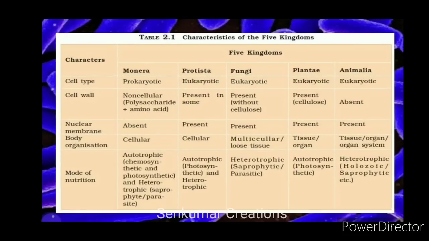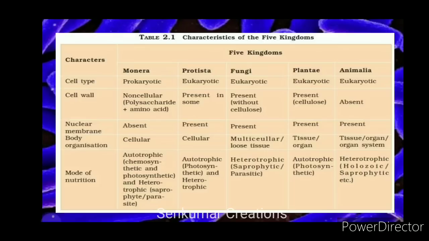You can see here the five kingdoms are given very clearly with the different types of mode of nutrition, complexity of organism, complexity of a cell, and phylogenetic relationship. Let us see one by one here. The characters: you can see the cell type first. Monerans are prokaryotic. Prokaryotic means absence of nucleus. Don't forget at any time. Protista are eukaryotes, true nucleus present. Fungi also eukaryote, all eukaryotes. So nucleus is present in all other four kingdoms except Monerans.